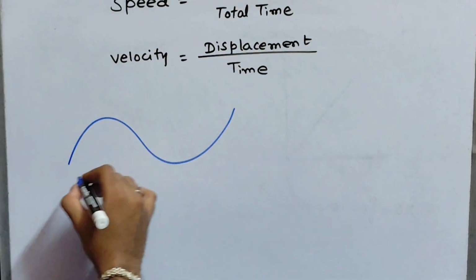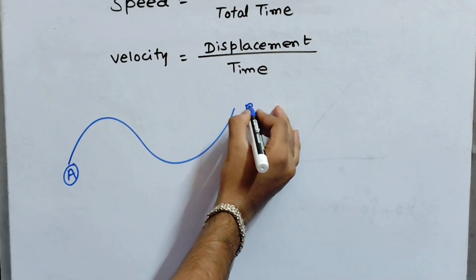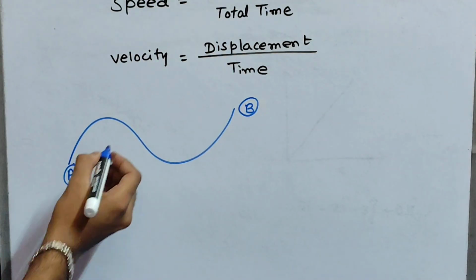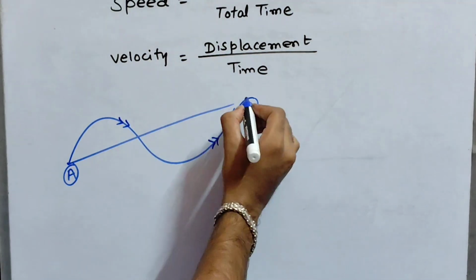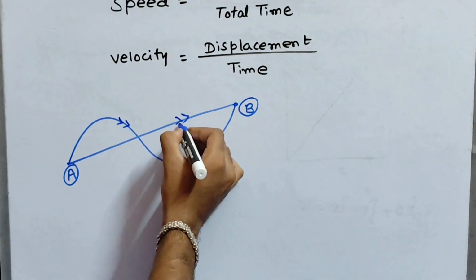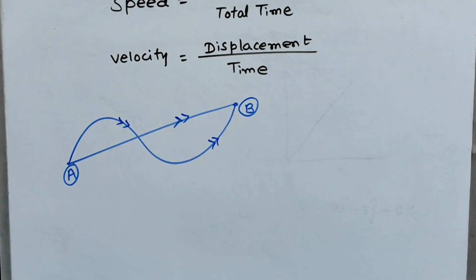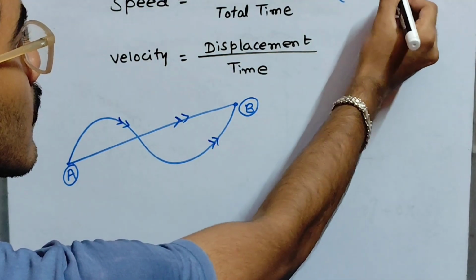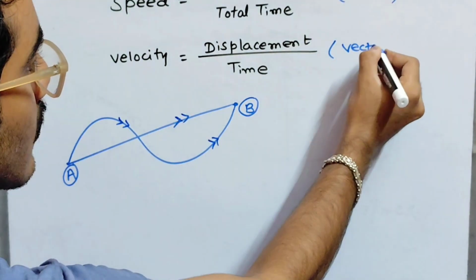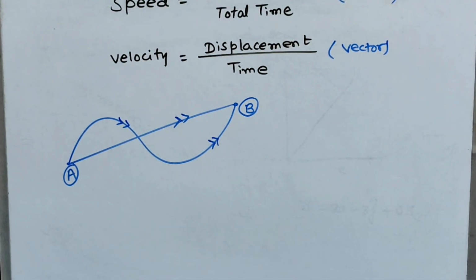In this diagram, from position A to position B, this path is the distance, and if I go from point A to point B in a straight line path, that is your displacement. So speed is equal to total distance by total time, and velocity is equal to displacement by time. Here speed is a scalar quantity and velocity is a vector quantity. That means speed has only magnitude and velocity has magnitude and direction.